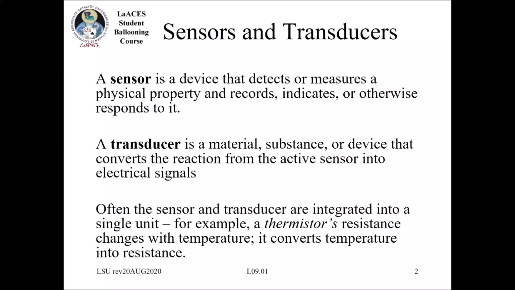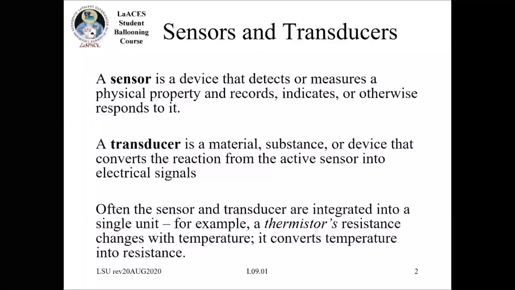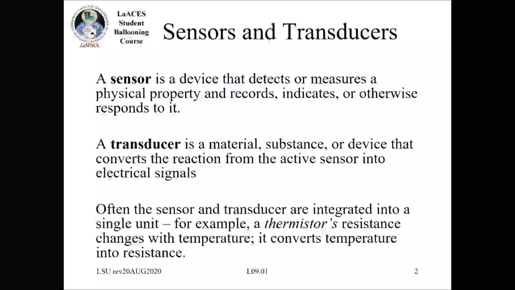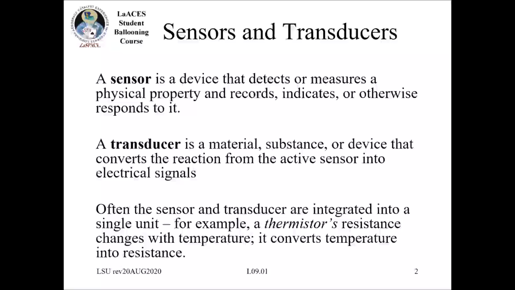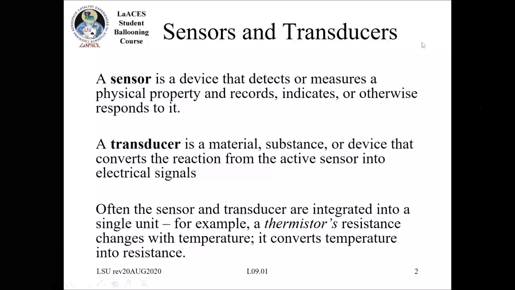A good example that you guys have seen already is back with the SCEDARSAT. The thermistor's resistance changed with temperature. Another way you can look at it is it was converting temperature into a resistance value. And so you're able to actually measure what the temperature is based off of how that resistance changed over time.